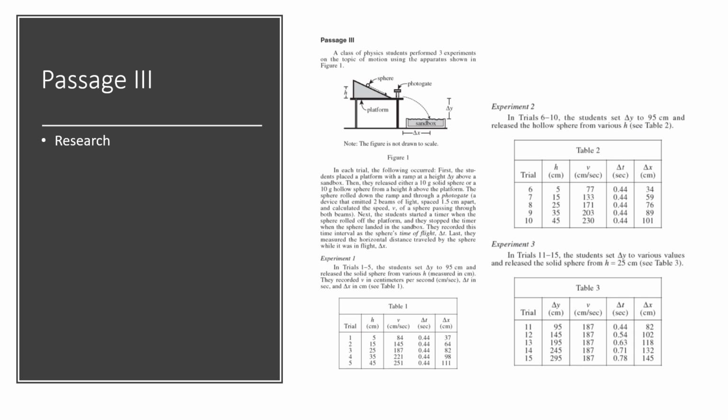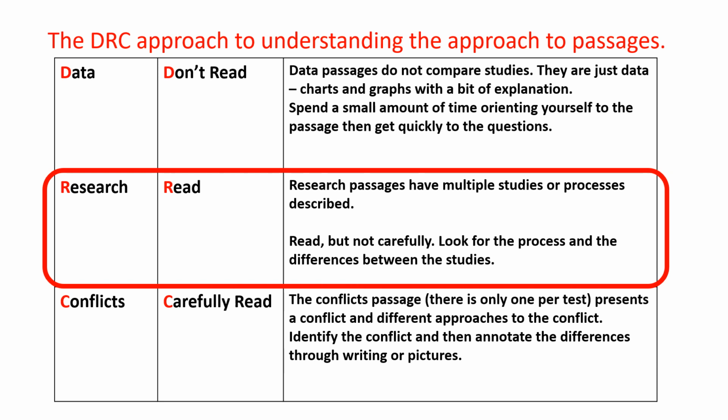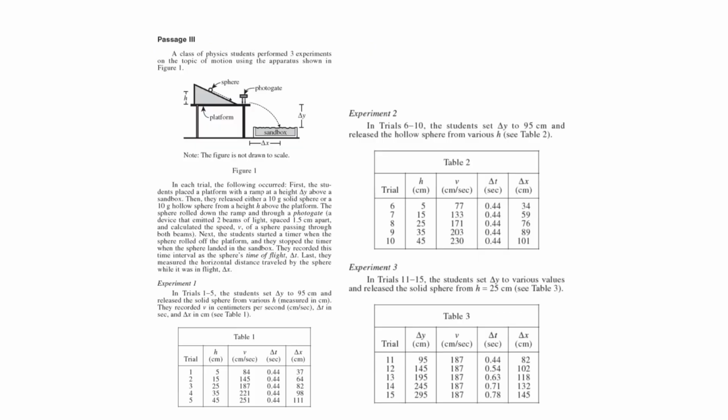Okay, we're covering passage 3. This is a research passage. For our DRC approach, remember R stands for research and read. You're going to read, but not carefully, just skimming to get the basic idea of the differences between the studies or experiments. We know it's research because it says experiment 1, experiment 2, experiment 3.